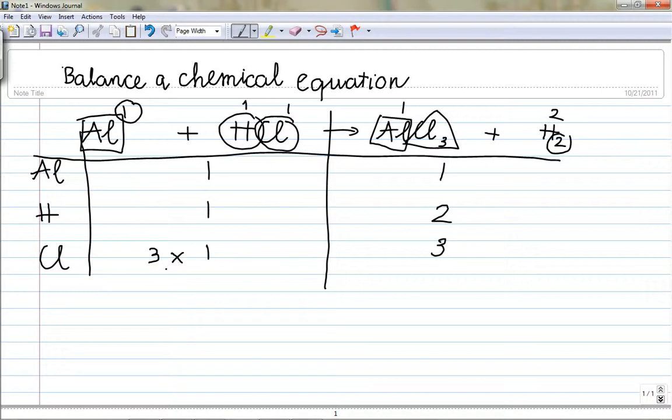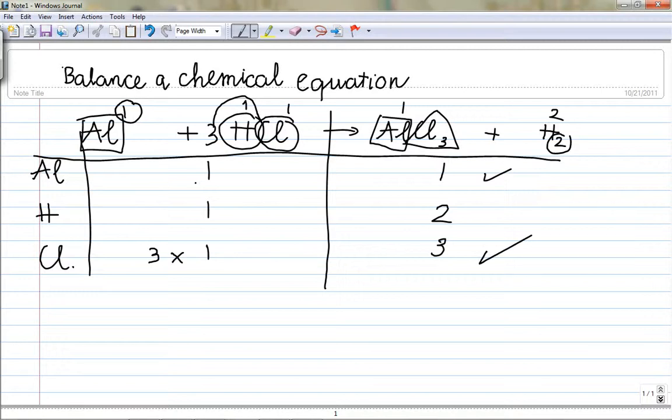When I say multiply by 3 on the left hand side, the chlorine here corresponds to the hydrogen chloride on the left hand side. So let's put a coefficient 3 right here. In that case, let's recalculate the number of atoms we have. For aluminum, we still have 1. For chlorine, now we have 3 chlorine on the left hand side and 3 chlorine on the right hand side. So the number of chlorine atoms is balanced.